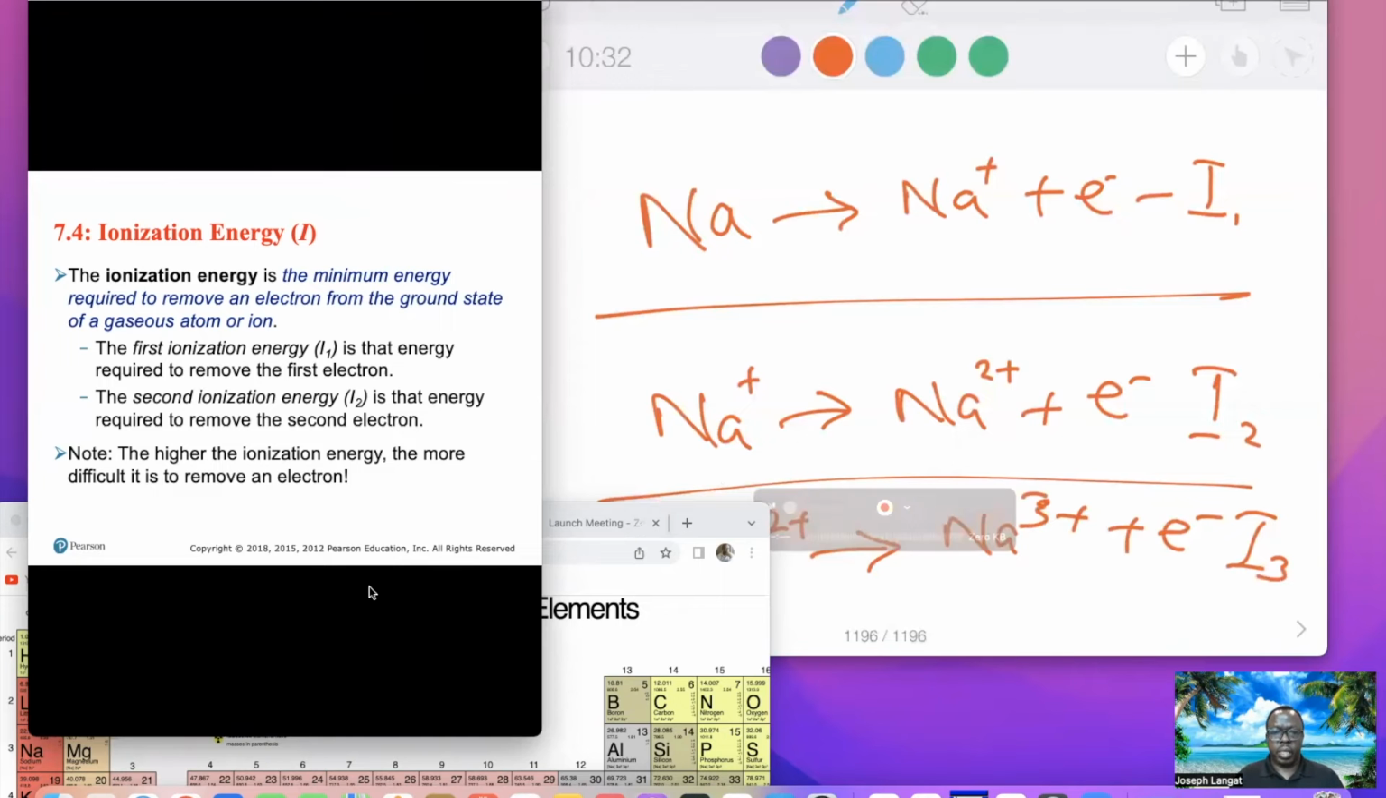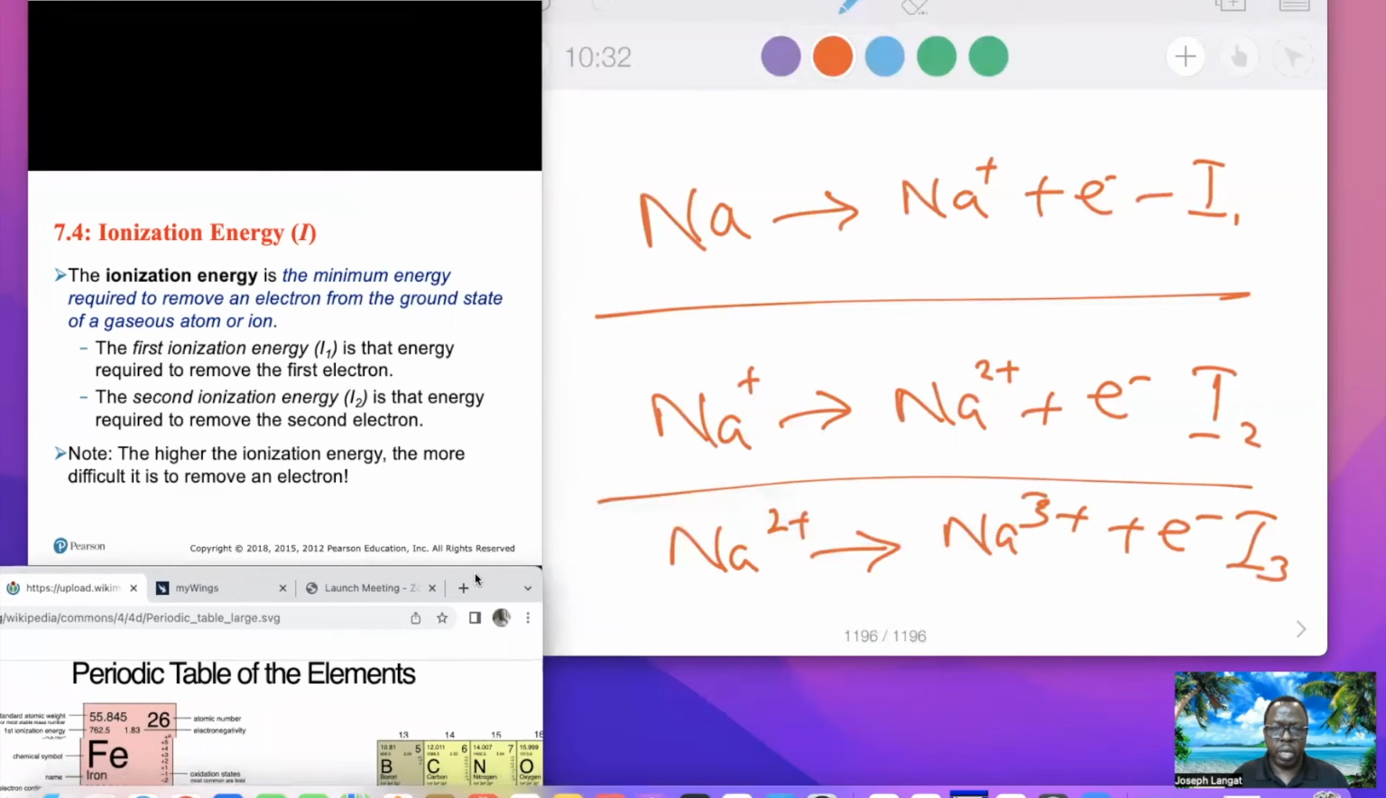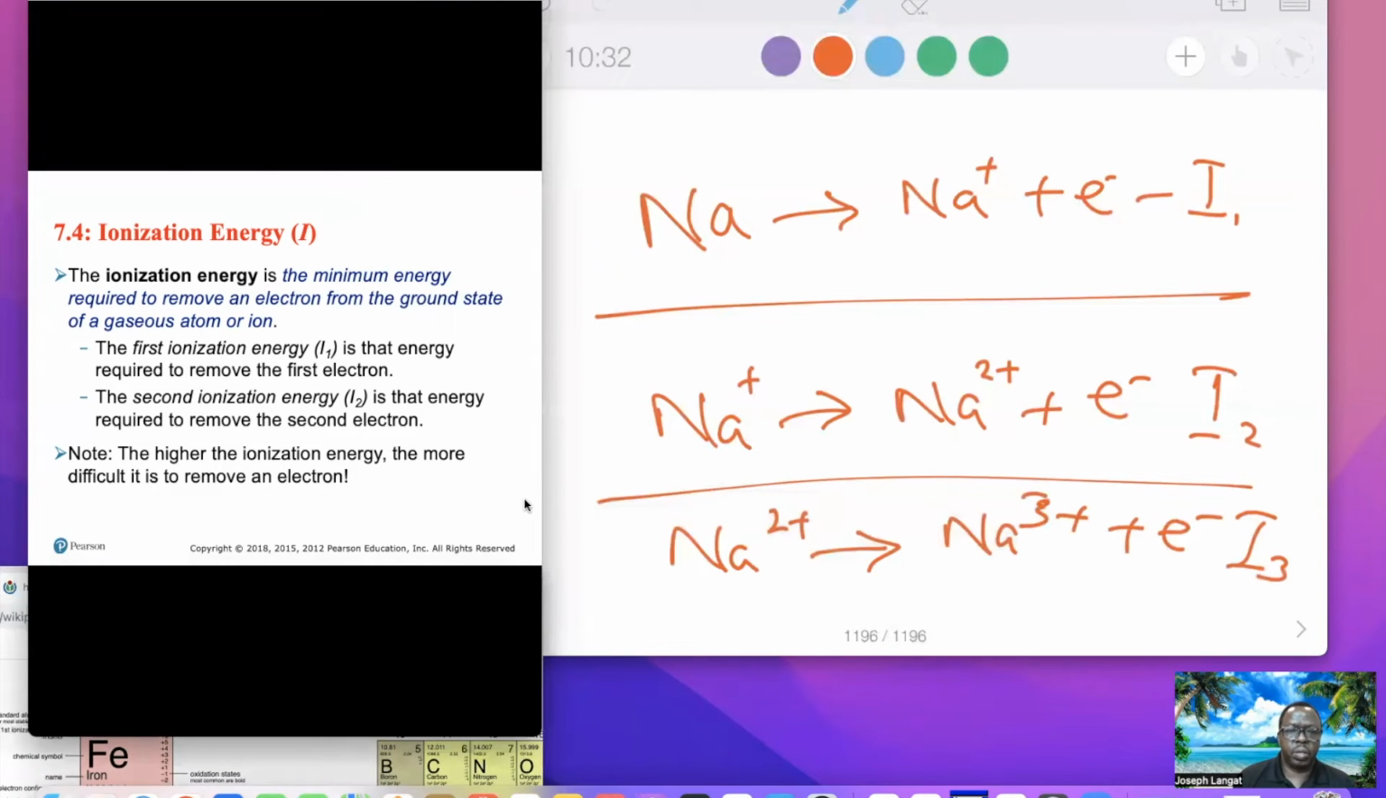So that you understand what first ionization energy, second ionization energy, and third ionization energy mean. This one will require some energy. This one will be more difficult. This one will be the most difficult. The more positive it gets, the more difficult it is to remove an electron.